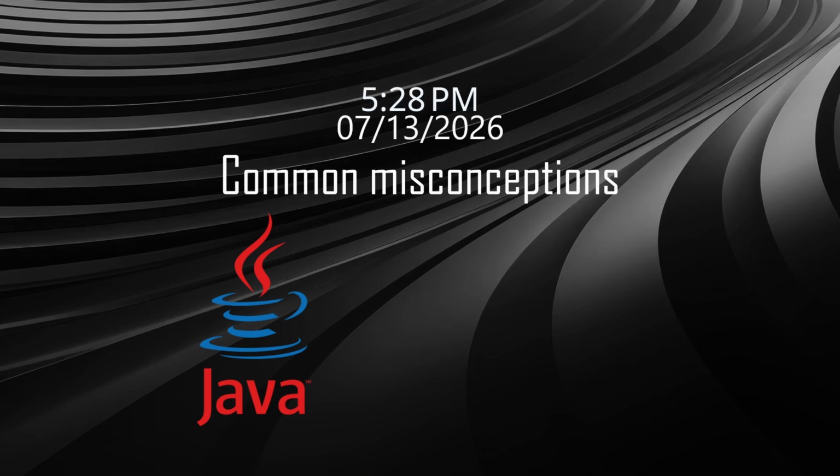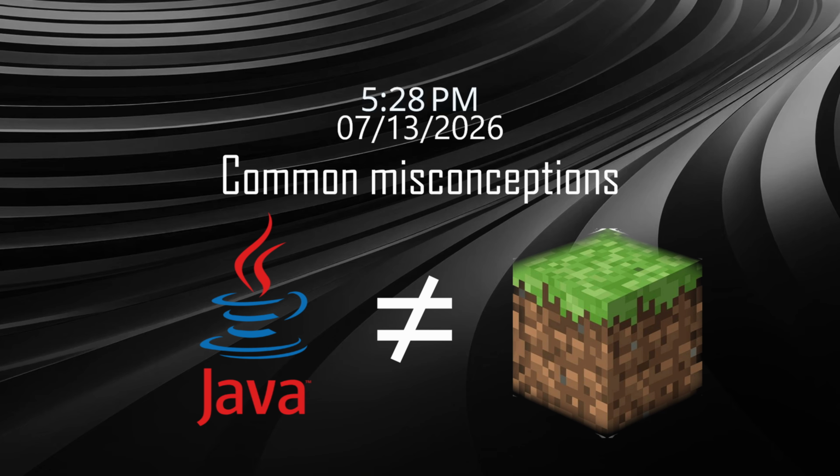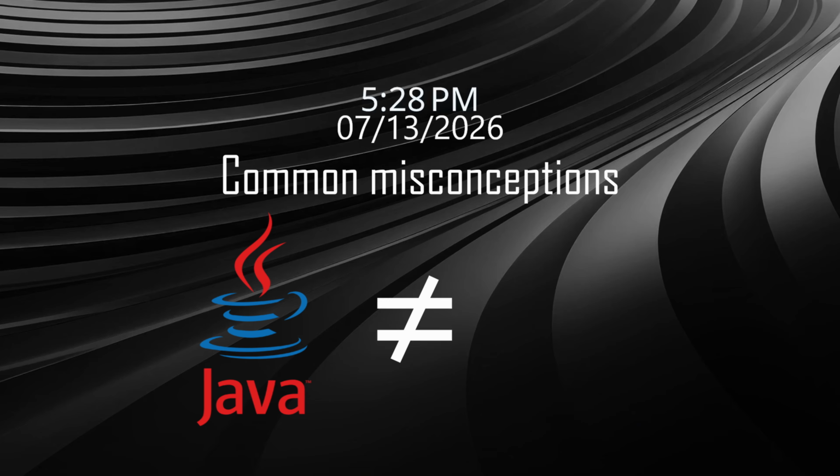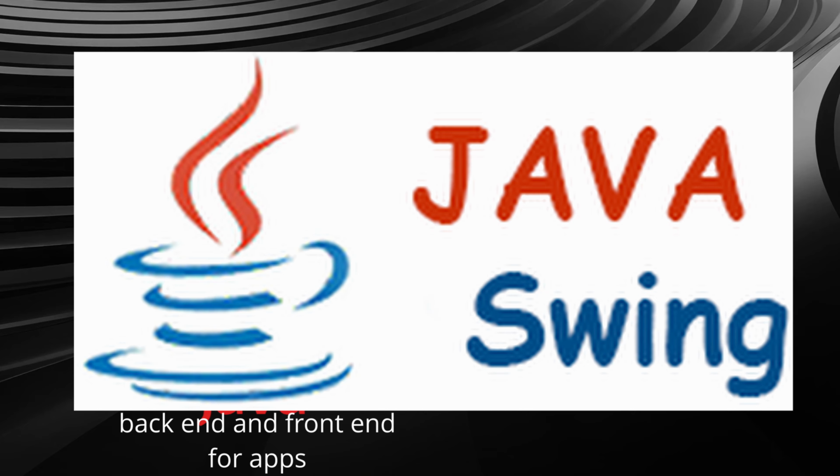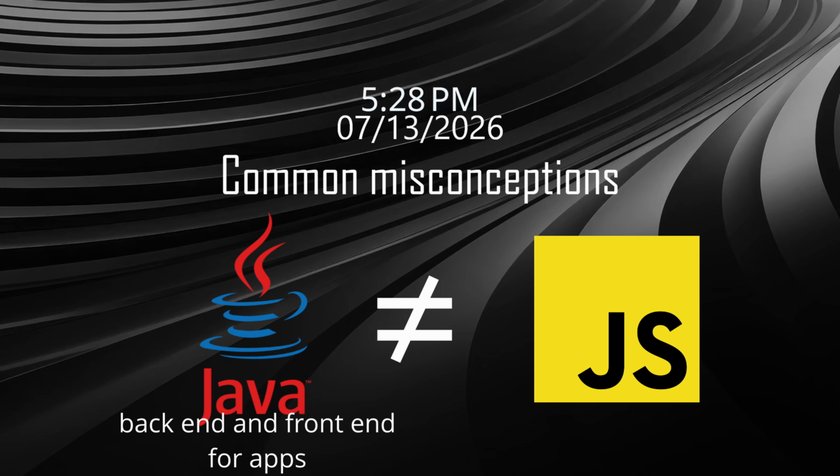Java was not made by or for Minecraft. Minecraft came into existence in 2010. Java has been around since 1996. Java is not the same thing as JavaScript. Java is primarily for back-end software development, and front-end if you include Swing, while JavaScript is primarily for front-end or web development. Now let's get into how to set up Java and your IDE.